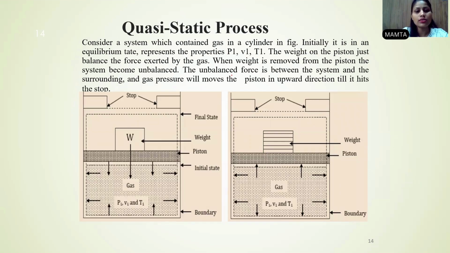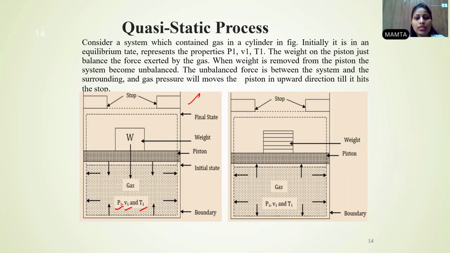Now, this is a quasi-static process in the system. We have considered a system where the gas is contained in a cylinder, as we can see in the figure. It is an equilibrium state. It represents the properties of pressure, volume, and temperature, and the weight on the piston balances the force exerted by the gas. So when it is P1, V1, and T1, it is just one state of the system.